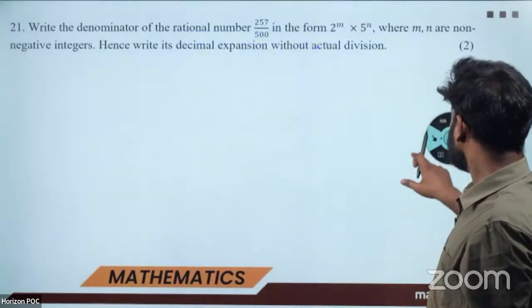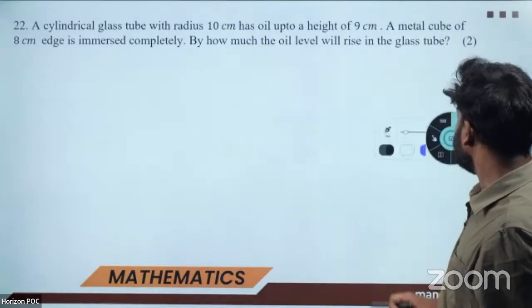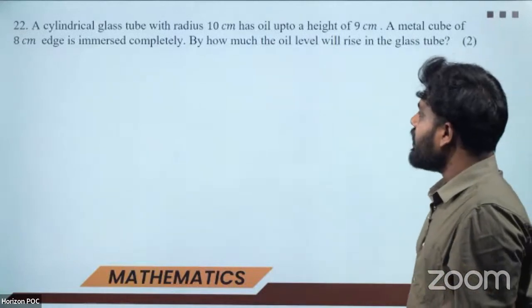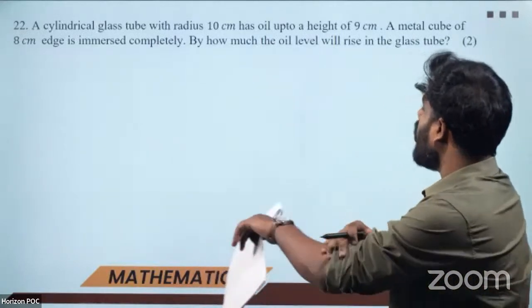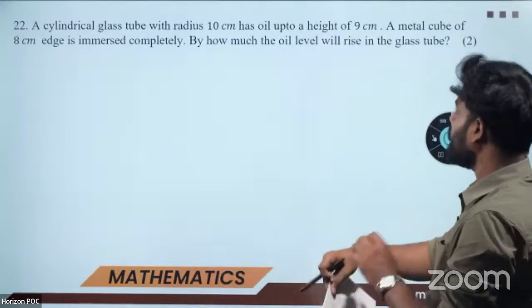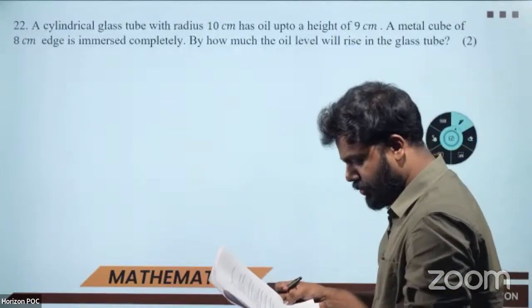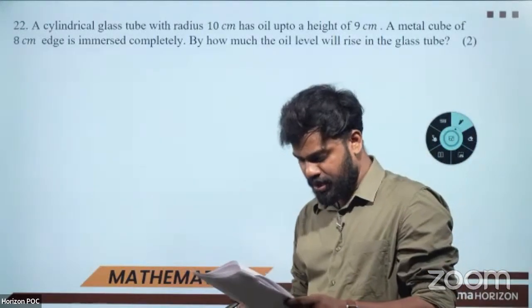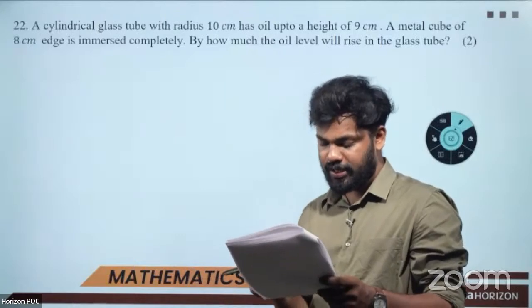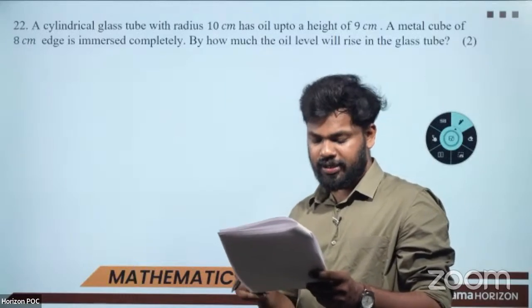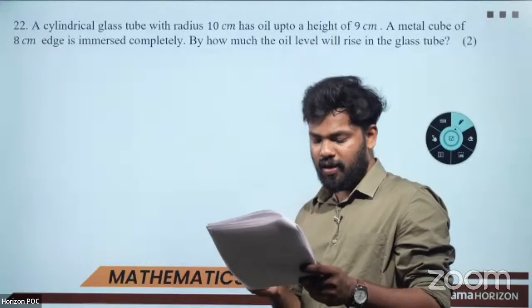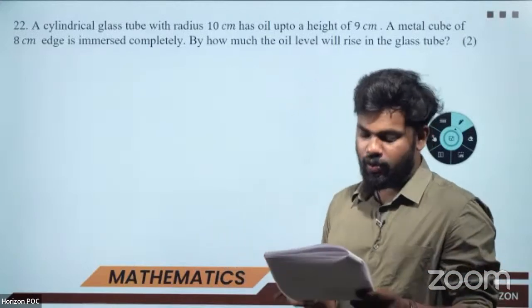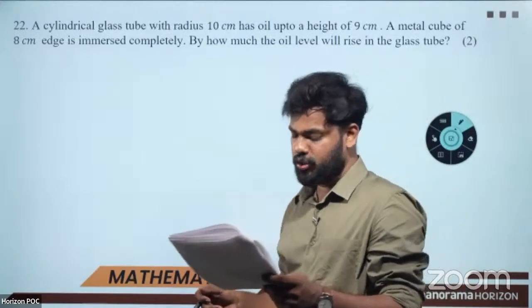Yes, moving on to the next one, 22nd question. A cylindrical glass tube with radius 10 centimeter has oil up to a height of 9 centimeter. A metal cube of edge 8 centimeter is immersed completely. By how much will the oil level rise inside the glass tube?